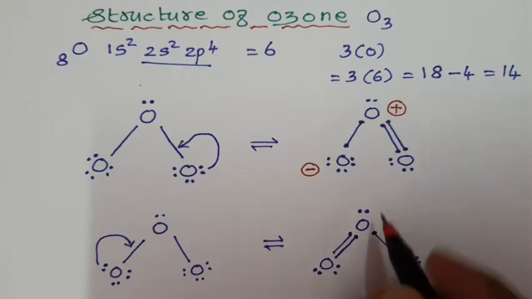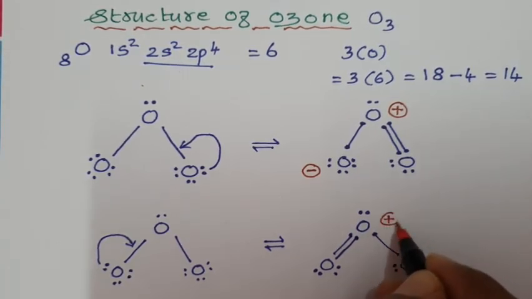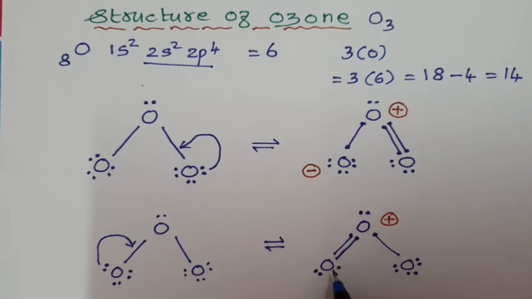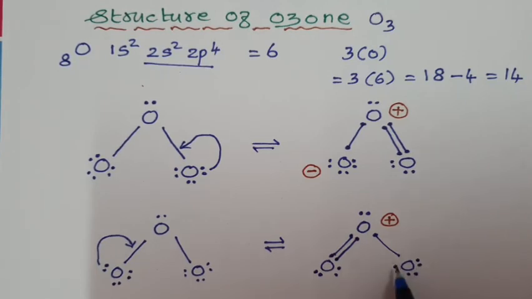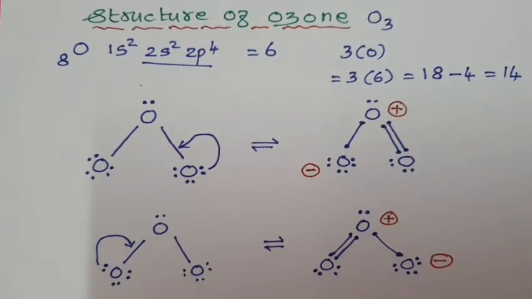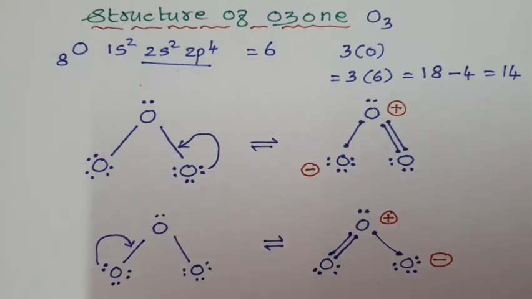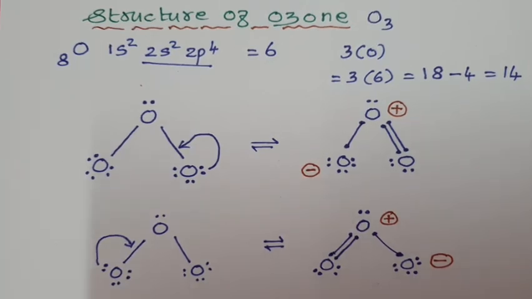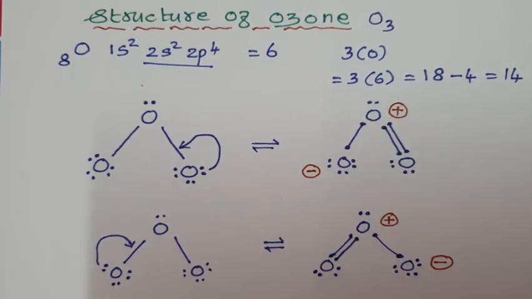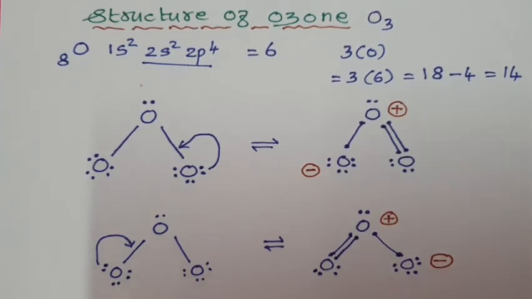One electron shortage is indicated by a positive charge. Now this oxygen, there is no change: 1, 2, 3, 4, 5, 6 electrons. Come to this oxygen, 2, 4, 6 plus 1 equal to 7. Excess of one electron is indicated by a negative charge. So this is the structure of ozone. Ozone has a bent shape structure, symmetrical with delocalized bonding between the oxygen atoms.